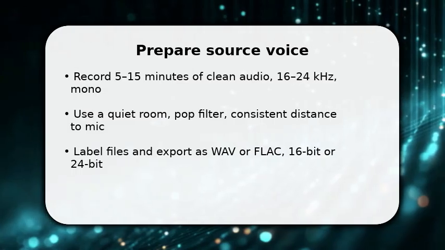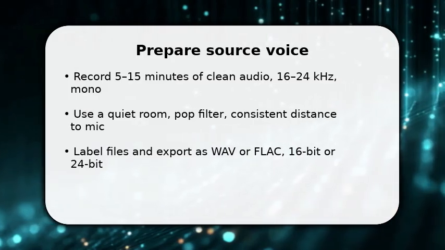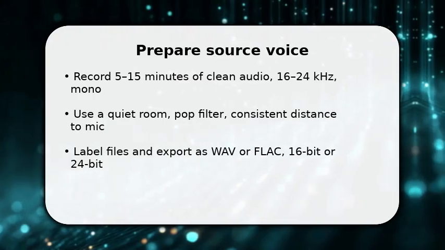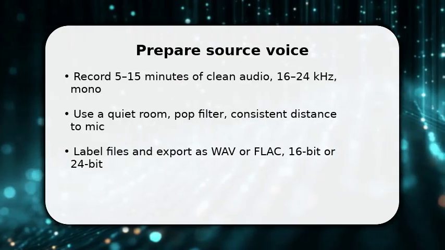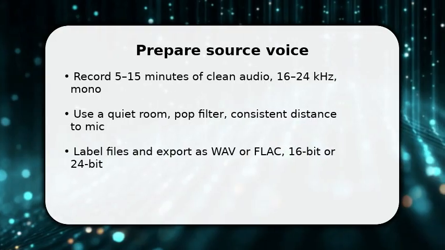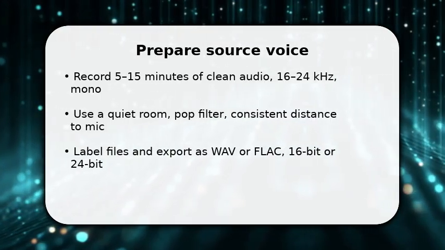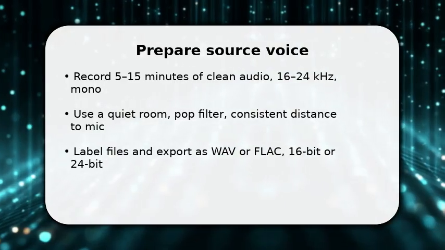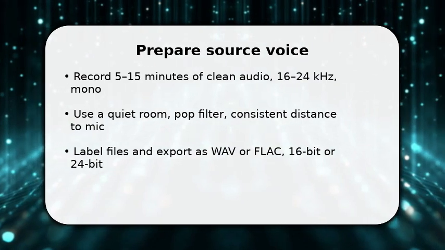You start by preparing a high-quality source. Record 5 to 15 minutes of clear, neutral speech with minimal background noise. This gives the model enough data to learn timbre and cadence. Once done, keep a consistent mic distance and use a pop filter to avoid plosives. Make sure to export as WAV or FLAC at 16 to 24 kHz and 16 or 24-bit. These choices reduce artifacts and make training converge faster, so do them before you run any model code.